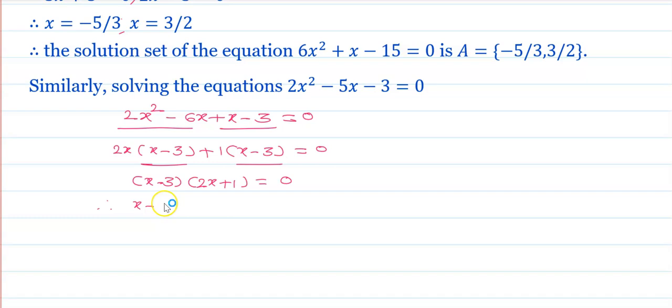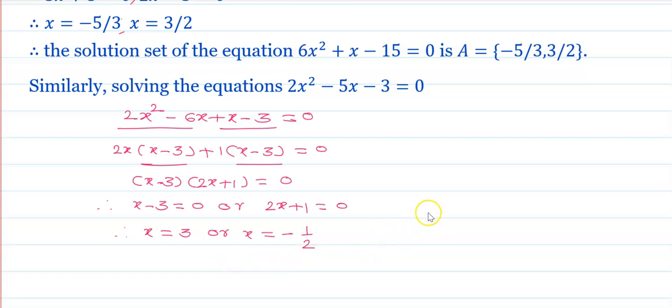Therefore x - 3 = 0 or 2x + 1 = 0, and after solving you will get x = 3 or x = -1/2. So x = 3 or x = -1/2, and this is the solution set.